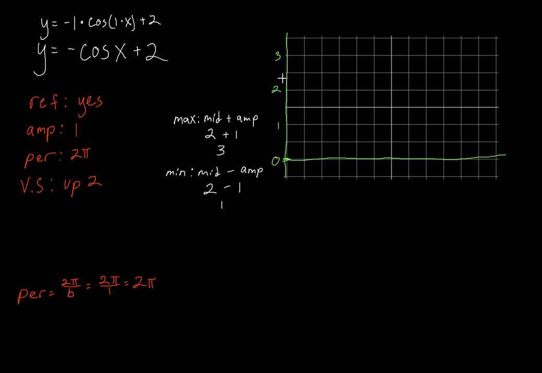So let's look at the next thing we need, the midline. I'm going to draw in that midline. I know that it's at y equals 2. So here is that midline. Because I'm looking at a graph of cosine, I know that I would normally start up at a crest. But since I'm reflected, I have to start at a trough. So I'm going to go from my midline down to my minimum point, which is 1.